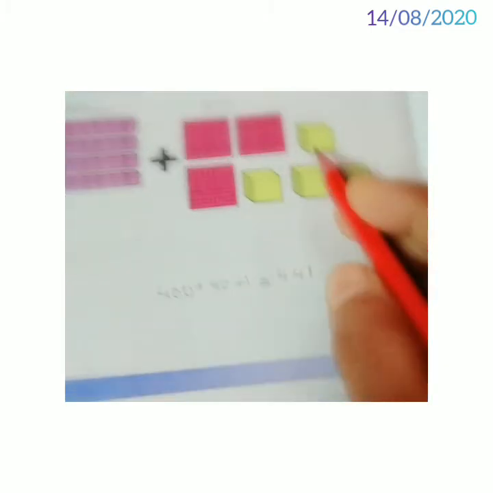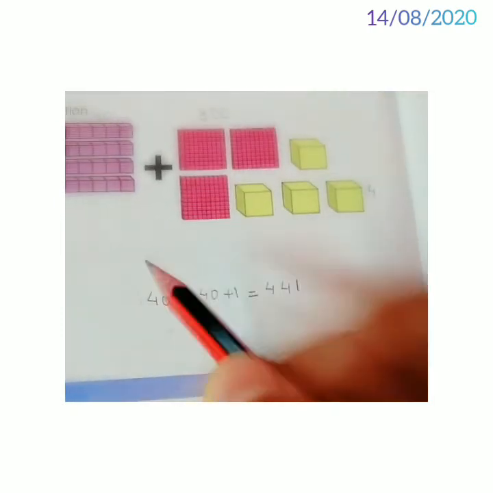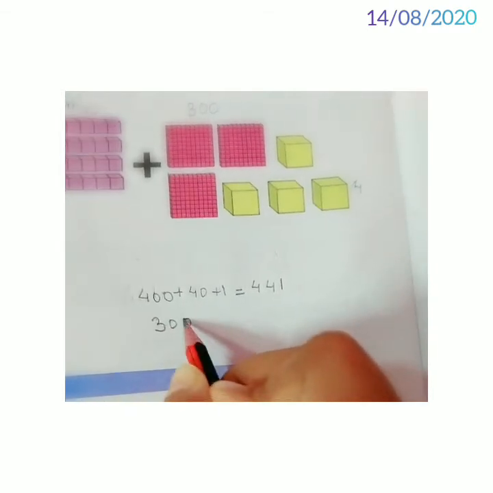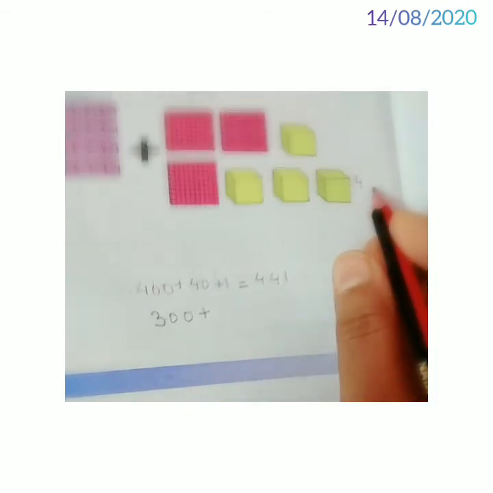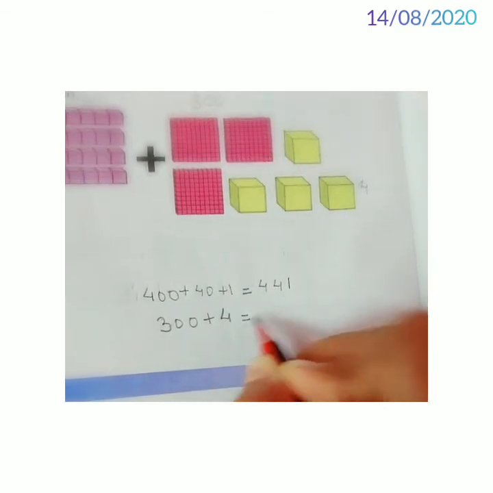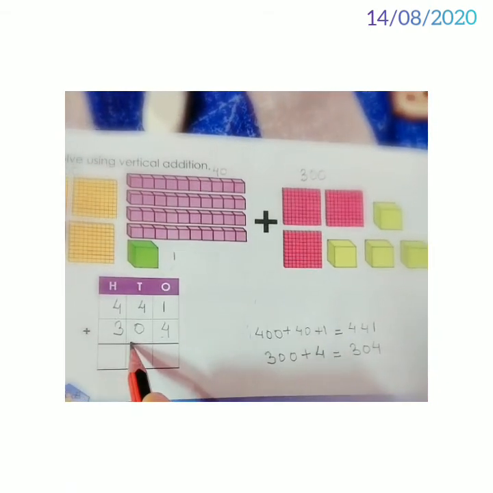Now how have we obtained the second number? First, you will write 300 plus 4. When we add together both the numbers, we will get 304. So we will write this 304 over here.